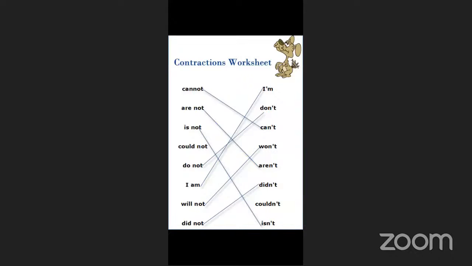Yes. Look at the things. Are not, is not, could not, do not, I am, will not, did not. Yes, you may write them down. You can write them down, then you will learn the correct form of contraction. It will be easier for you.